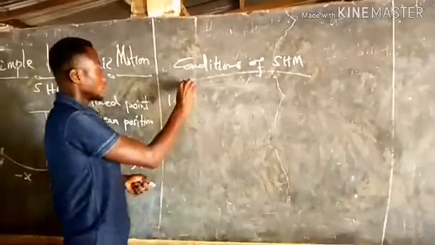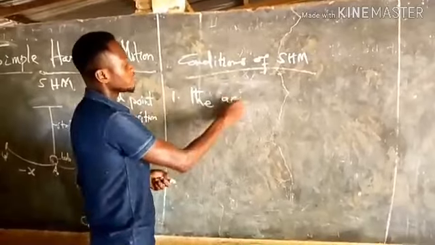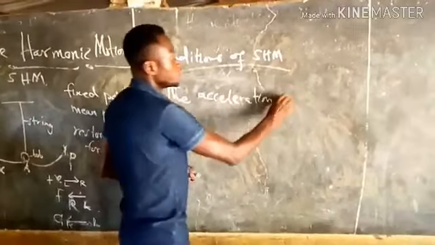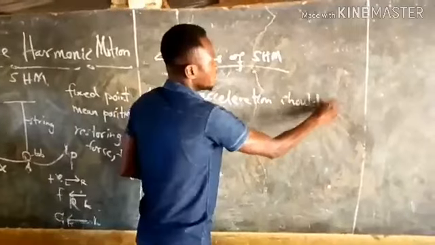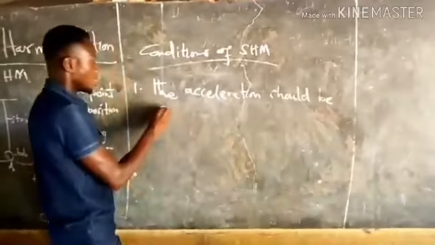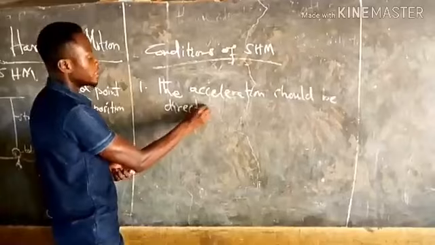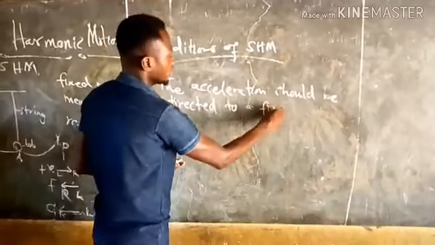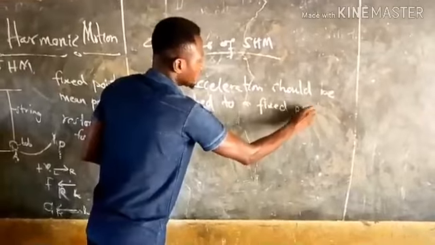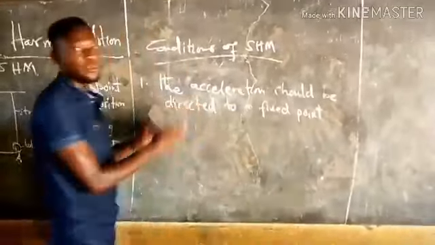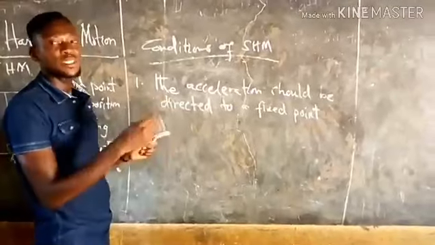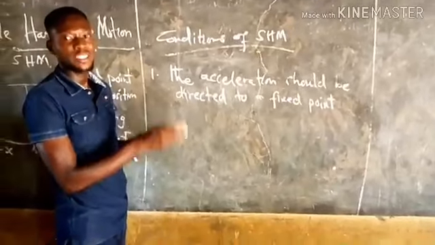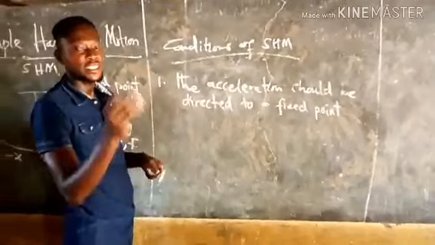These are the conditions. One, the acceleration should be directed towards a fixed point. This simply means that the acceleration is in opposite direction to the displacement. So if the displacement is positive, the acceleration has to be negative.